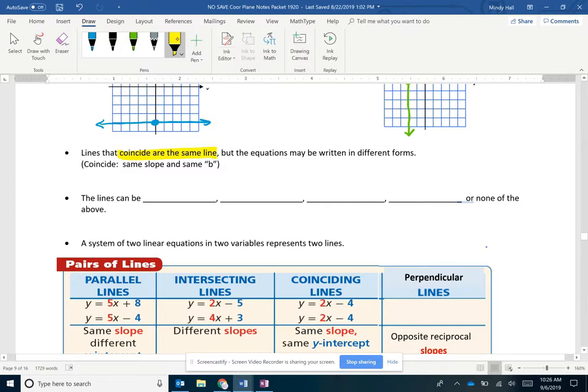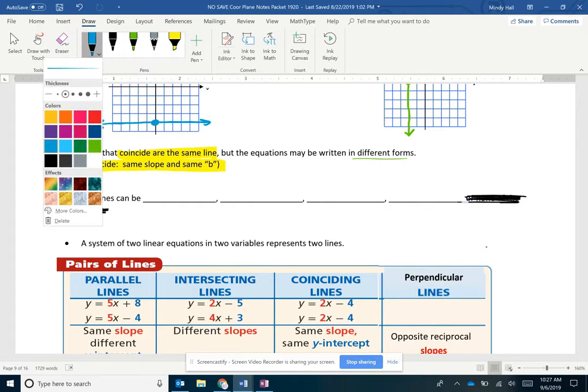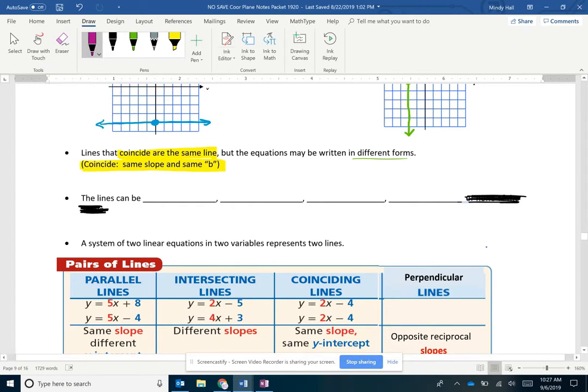All right. So lines that coincide are the same line. But the equations may be written in different forms. So when it's coinciding, they should have the same slope and the same b or y-intercept. So lines have a few options, and you can actually ignore this none of the above because that only applies when you have multiple planes, and we are not going to be addressing that issue yet. But lines can be parallel, perpendicular, coinciding, or intersecting.